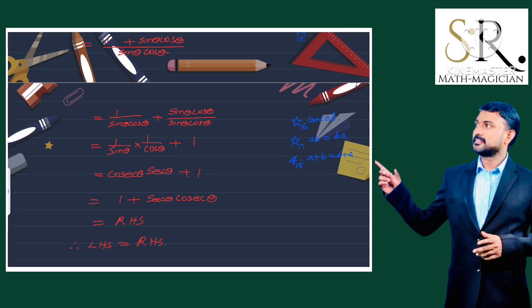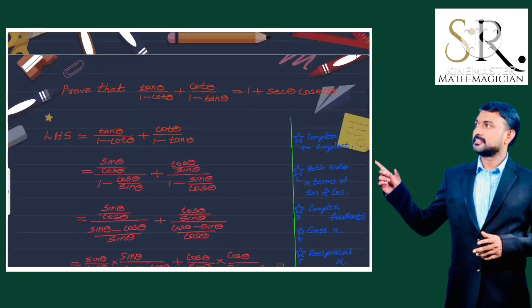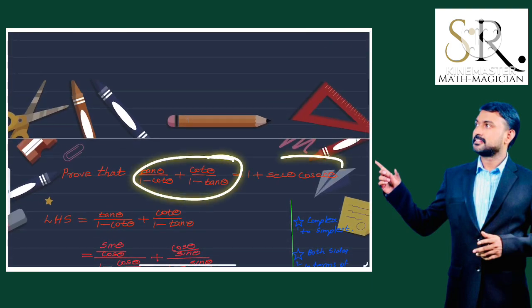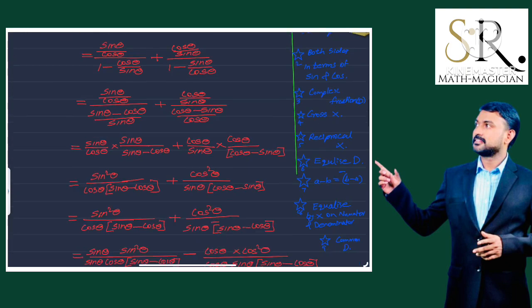What was our question? This was our question. We started from here and we reached this answer. So LHS equals RHS.